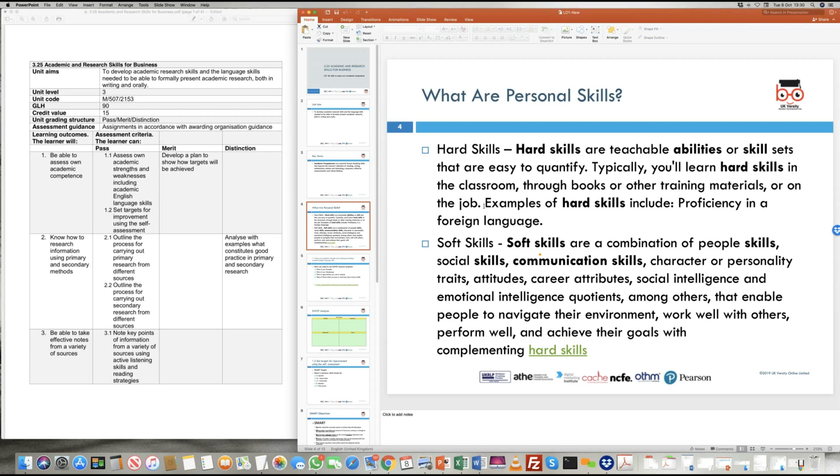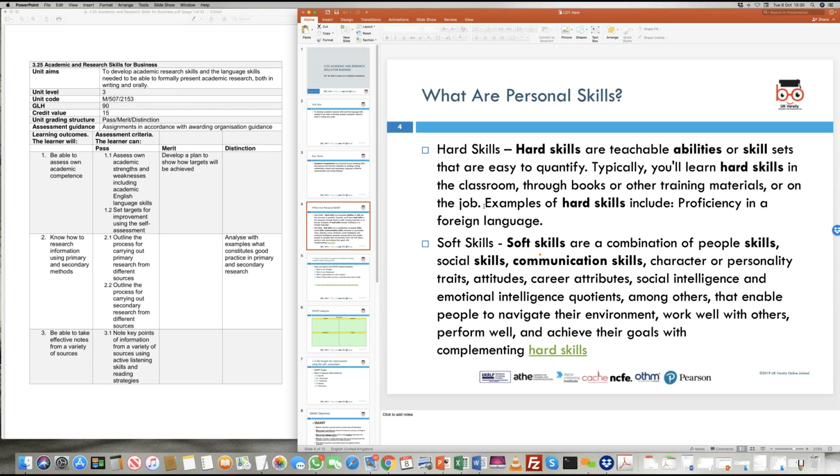Now, what are soft skills? Soft skills are a combination of skills that people will generally achieve through their own experience. So in this case, these skills could be skills which people would either inherit or primarily acquire by observing and learning, and that would be classed as what is called soft skills.